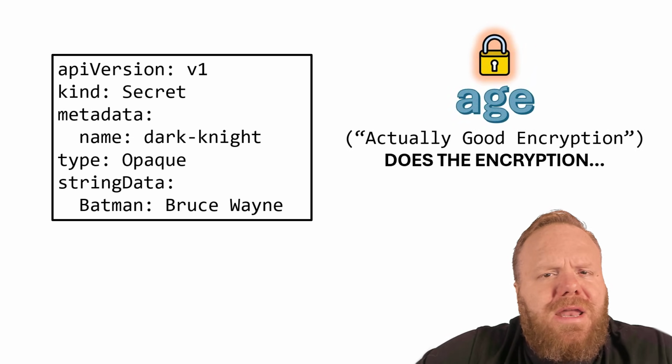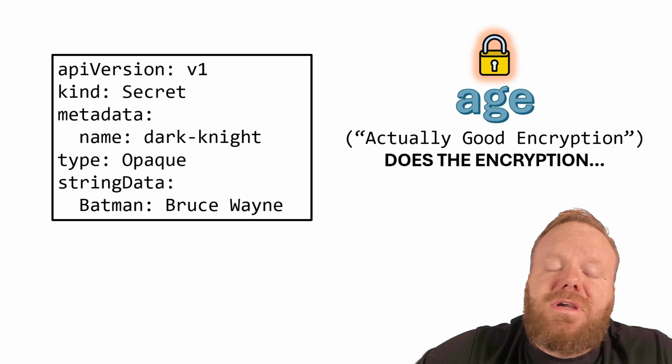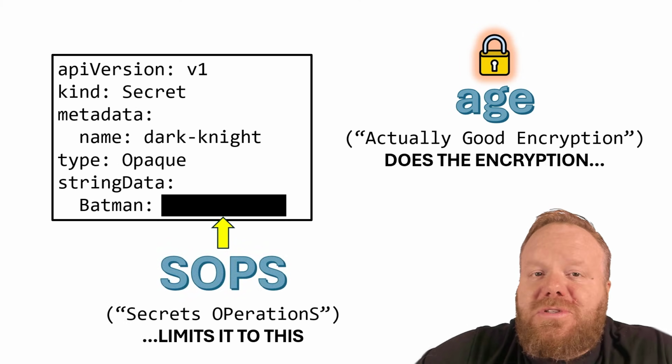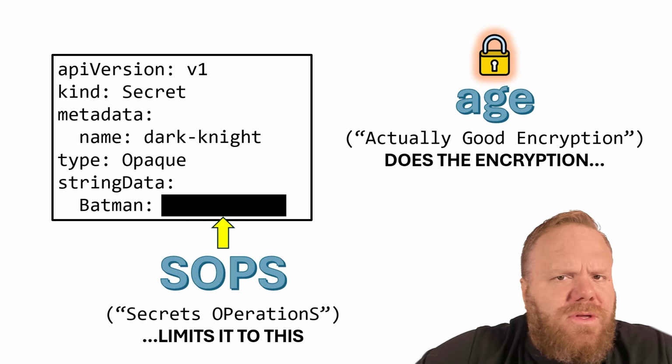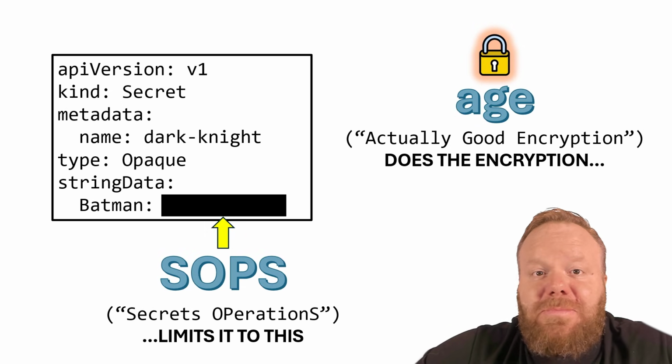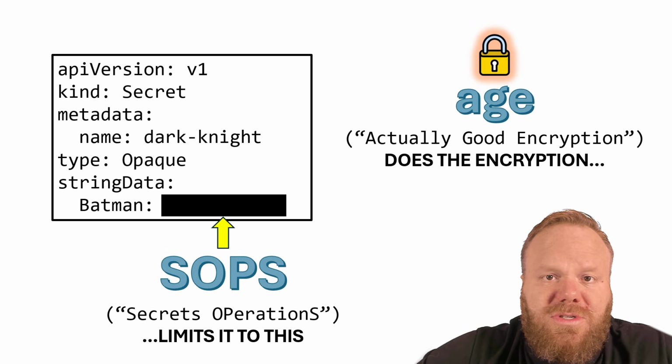So to bottom line it, what's happening here is that Age is going to handle the actual encryption, but SOPS is going to make sure that that encryption is limited to just this one value. You can see how that's keeping things safe, but it's still keeping this document readable and usable.